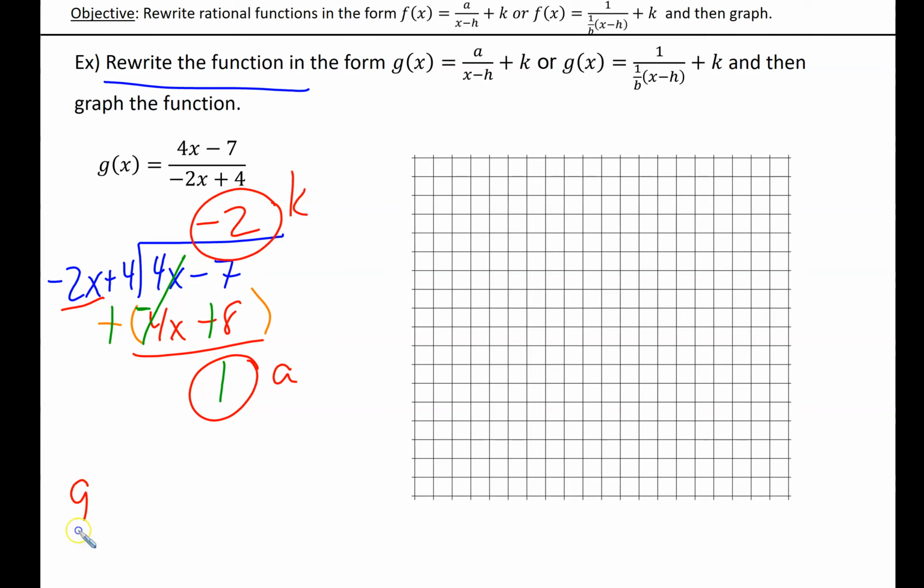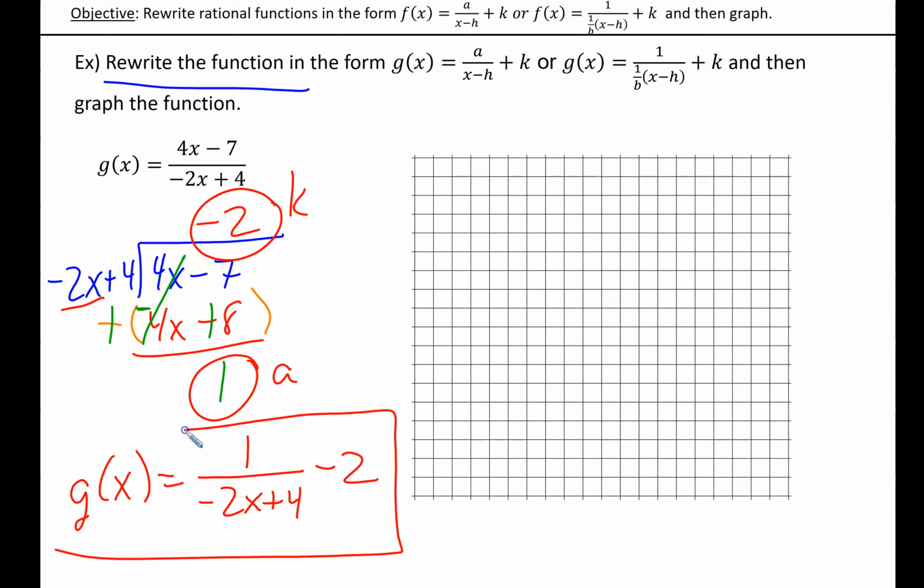So when we rewrite it, we've got g of x equals 1 over -2x plus 4, followed by plus -2, or -2 is how we normally write it in that function form. Now, quite honestly, this is not quite my final answer, because take a look at the form I'm supposed to use. This is my graphing form.